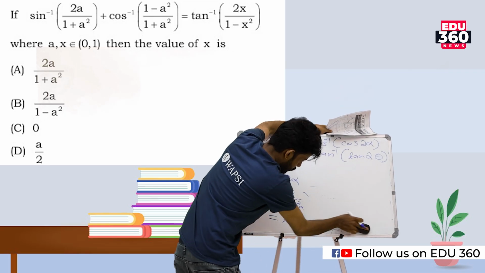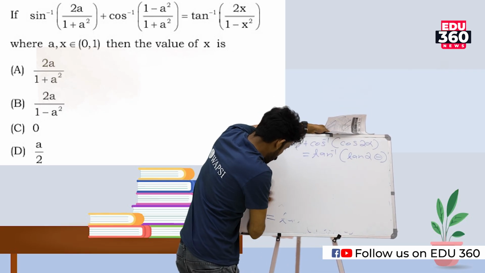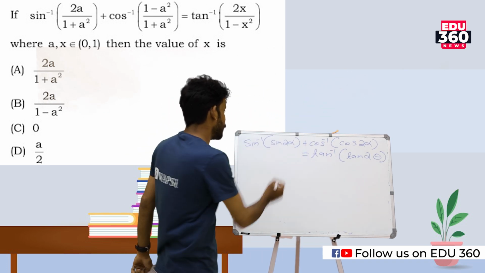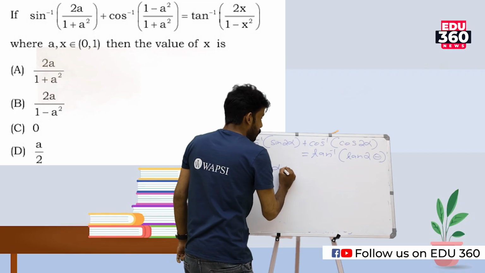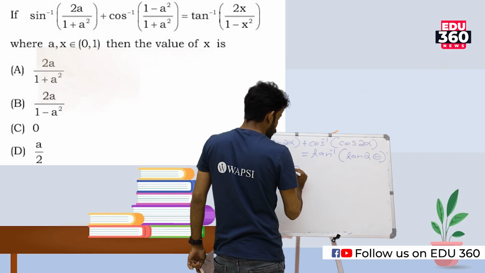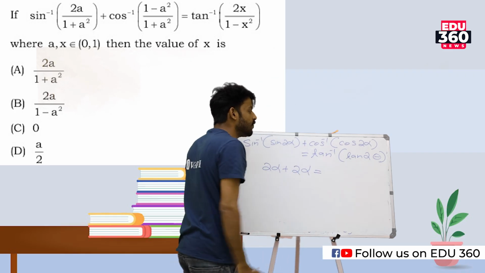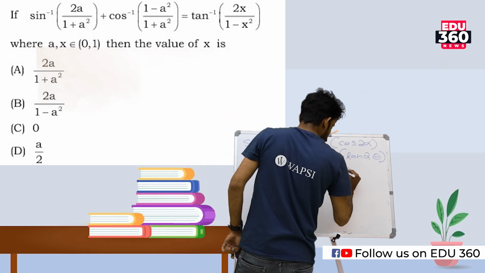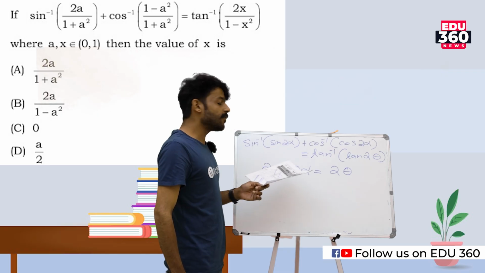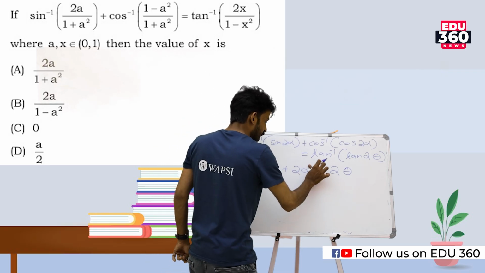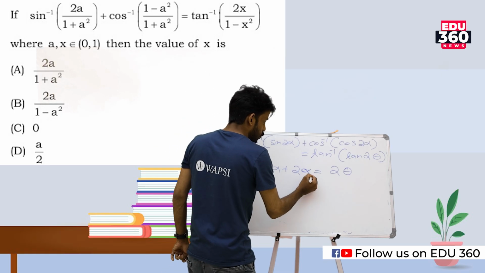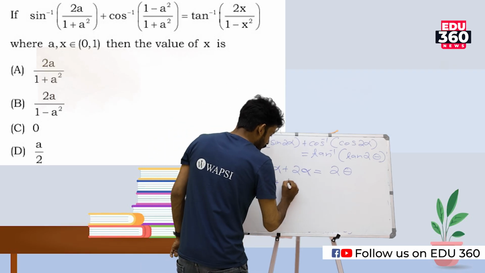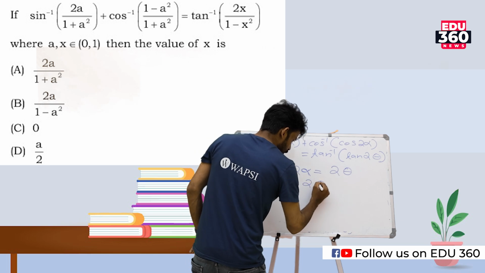Now look at here. Sin inverse sin 2 alpha, what is that? That is 2 alpha. Here we can write 2 alpha plus cos inverse cos 2 alpha, that is 2 alpha, is equal to tan inverse tan 2 theta, that is equal to 2 theta. So 2 alpha plus 2 alpha, what is the value? 2 alpha plus 2 alpha is equal to 4 alpha. So we can write 4 alpha is equal to 2 theta.